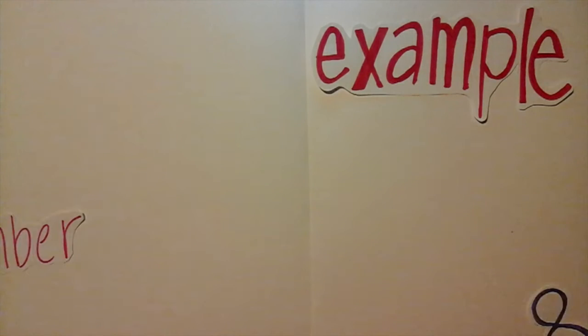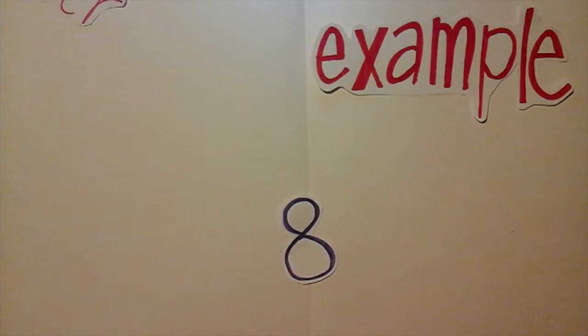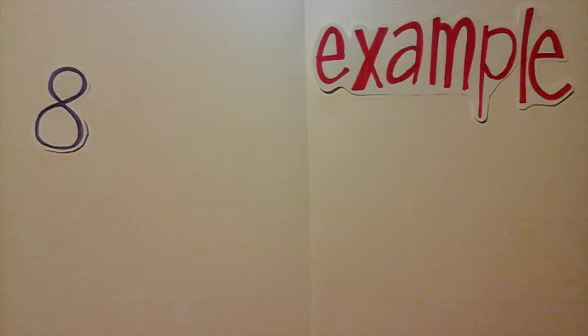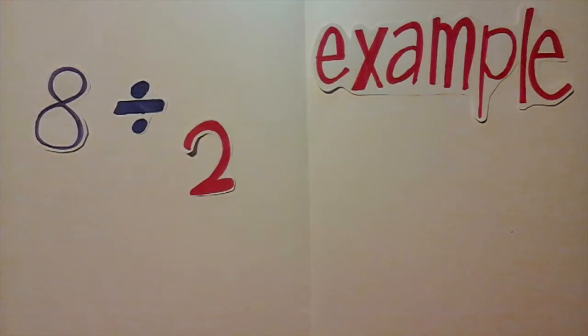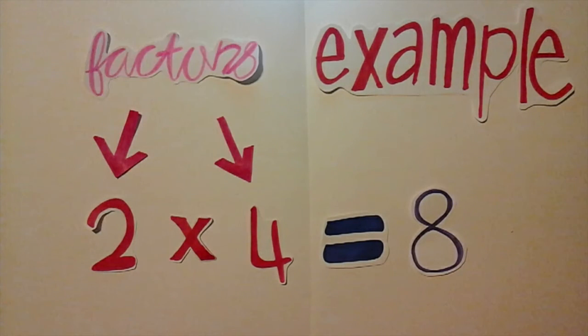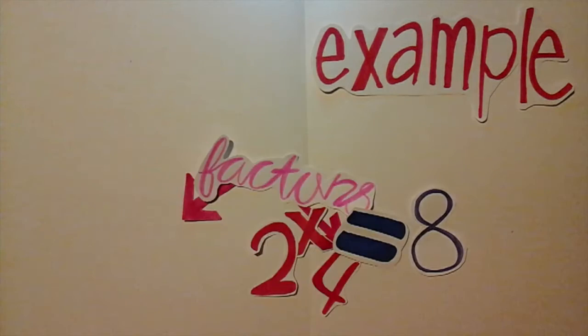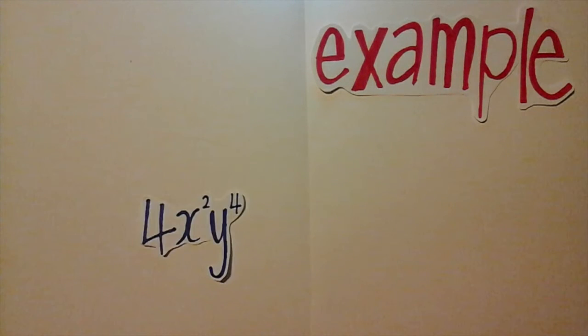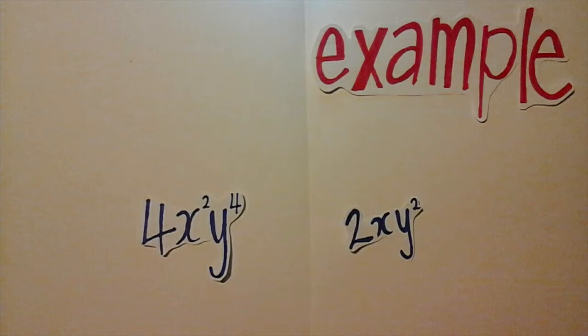Here's an example. Let's take the number 8, nice and even and symmetrical. Now let's think. What multiplies to become the number 8? 8 can be divided by 2. 2 multiplied by 4 makes 8. Therefore, 2 and 4 are factors of 8. In a monomial such as 4x^2y^4, a factor could be 2xy^2.